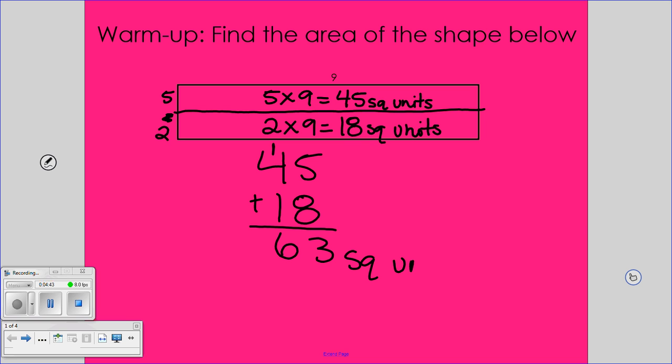Raise your hand if you got the same answer, but you did it a different way. Raise your hand if you did it a different way, but you got the same answer. Maybe you broke apart the 9. Maybe you just knew 7 times 9. That's good too. Cool.